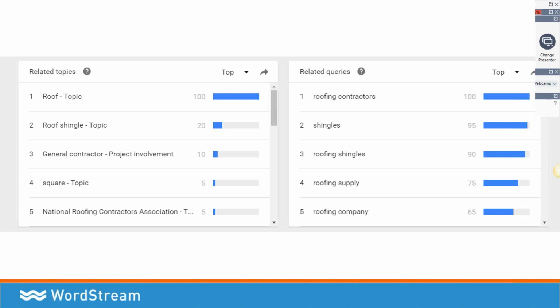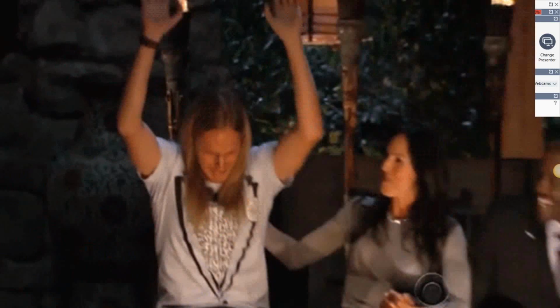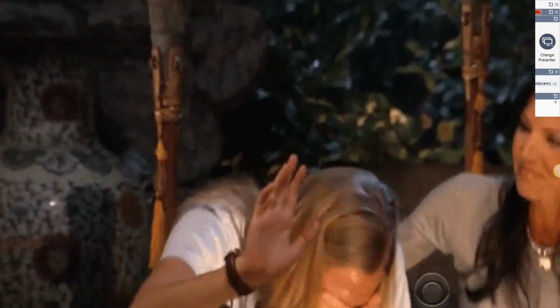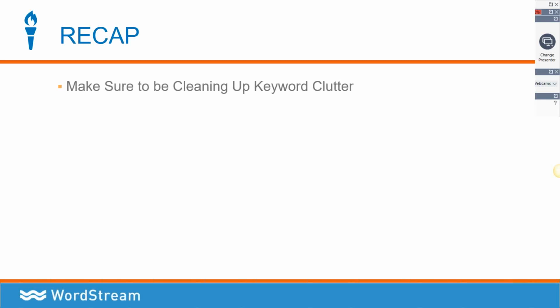So now that we've identified some of the ways to find those winners, it's time to name the winner overall for our survivor. So let's recap a little bit. Make sure you're cleaning up your keyword clutter. Less is more sometimes. It's a simple saying, but it's something that everyone can live by and really make sure of.